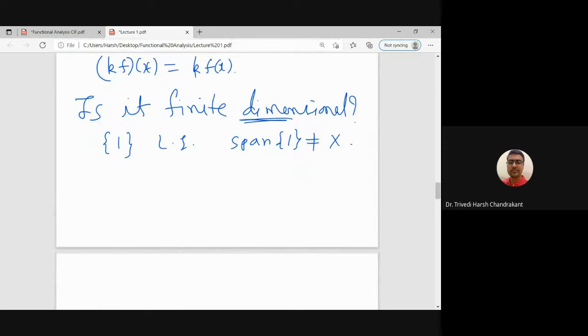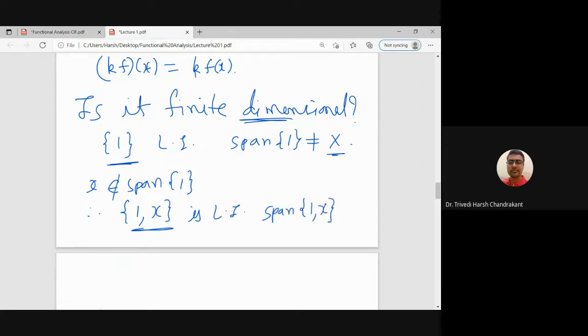Right. So now, which element of X is not in the span of the single element 1? The next power of X is X. X is not in the span of 1. So that means we can add X to this set. We get a new set, which is again linearly independent. Right. The span of 1, x is not all of the space.